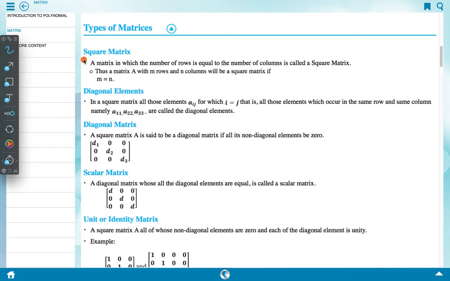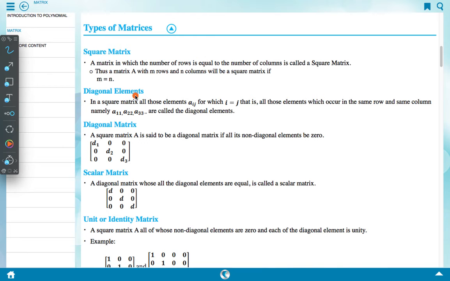Now here, types of matrix. First of all, we'll discuss square matrix. A matrix in which the number of rows is equal to the number of columns is called a square matrix. Thus, a matrix A with m rows and n columns will be a square matrix if M equal N.